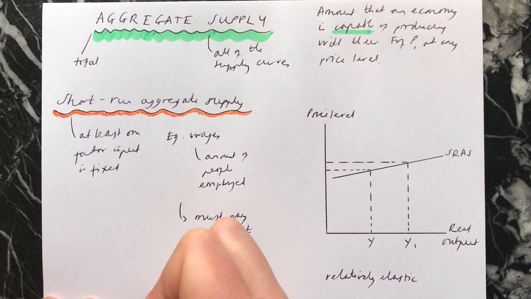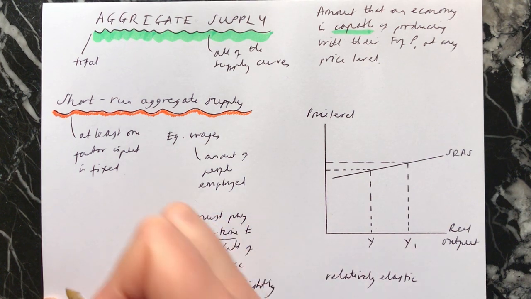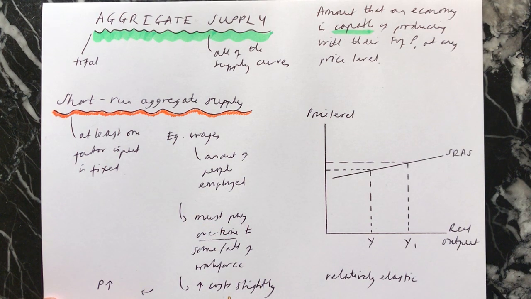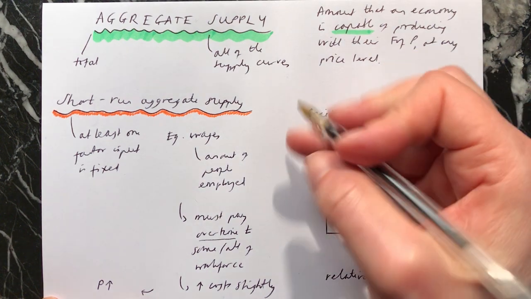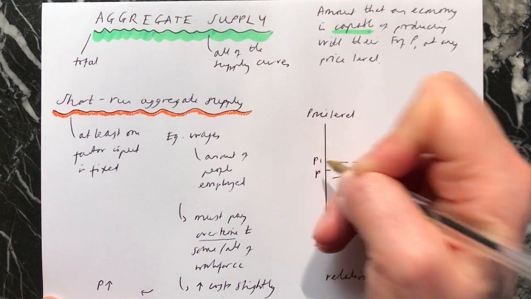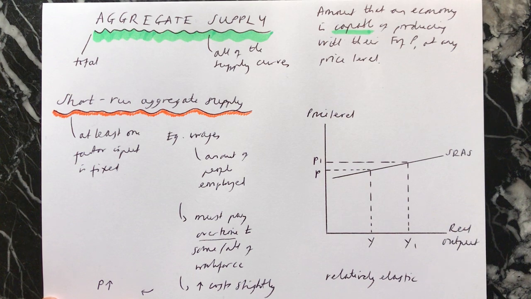And because of that, they'll need to pass this on as a price increase for their customers because they have to cover this extra cost. And therefore, if lots of firms were doing this, this would cause the price level to increase slightly. It's not increasing significantly though, and therefore your short-run aggregate supply curve is relatively elastic. And we'll go on next to look at what can cause your short-run aggregate supply curve to shift to the left or shift to the right.